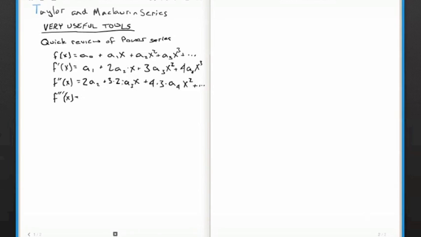This is a constant, it goes away. 3 times 2 times a sub 3, and then here this 2 comes down, so that becomes 4 times 3 times 2 times a sub 4 times x to the first, plus, well, what would the next one be? Probably 5 times 4 times 3 times 2 times a sub 5 times x squared, like that.